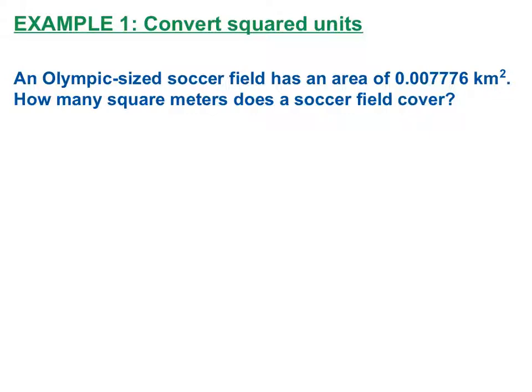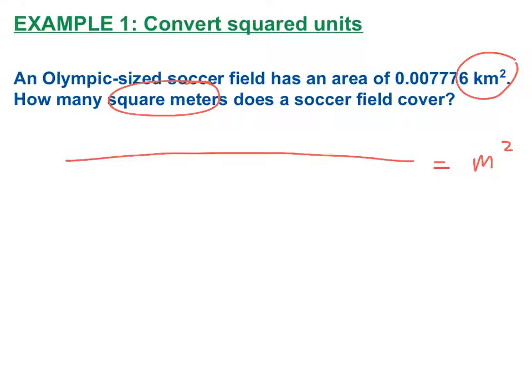An Olympic-sized soccer field has an area of 0.007776 kilometers squared. How many square meters does a soccer field cover? So we're going from kilometers squared to meters squared. In the end, we want meters squared. We start with 0.00776 kilometers squared. To get rid of kilometers, it needs to go diagonal. Right now, let's just take care of the base unit, which is kilometers, and we can go kilometers straight to meters.